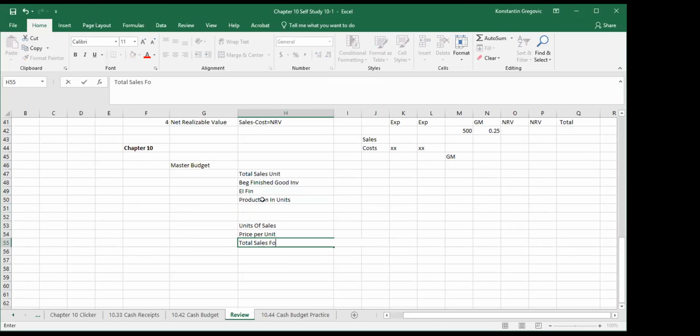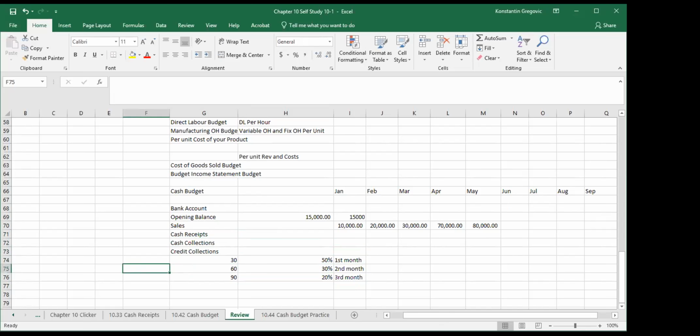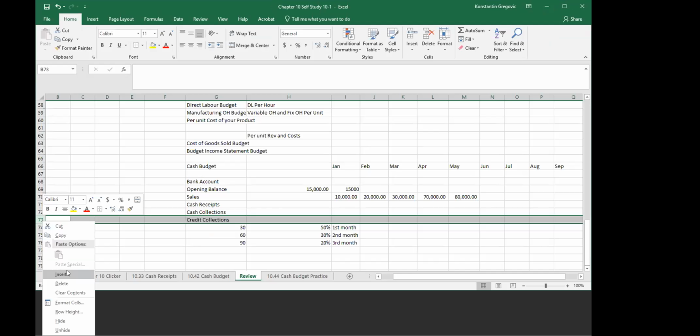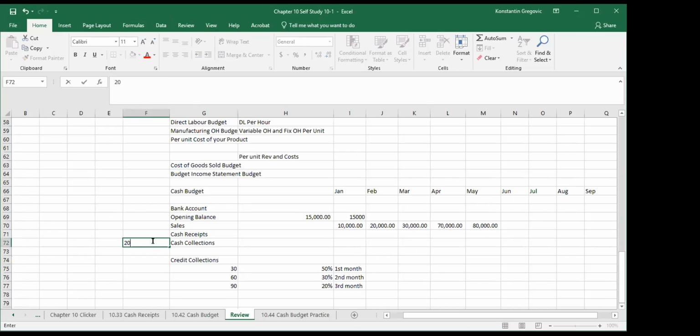Now here it says, okay, I'm going to collect, let's say, 50% first month, 30% second month, 20% third month. And let's add something else here. My cash collections, 20% of my sales are going to be cash collections. 80% is going to be on credit.